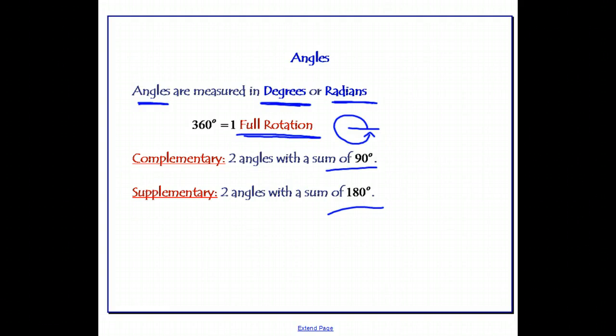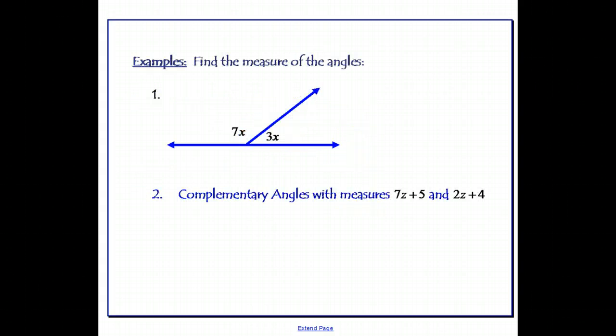So just to practice that a little bit, we'll look at this next slide. And again, if you're good at this stuff, feel free to skip ahead to the next part after this. But take a look at this first one. We have here a straight line, and you know the measure of a straight line is 180 degrees. They give you this first angle here, this big angle is 7x. The little angle here is 3x.